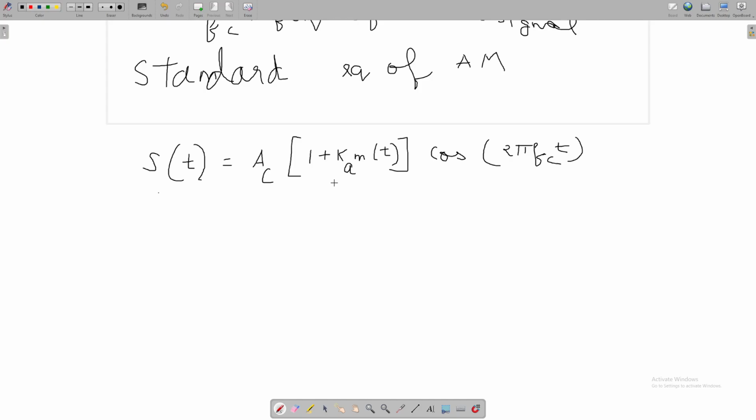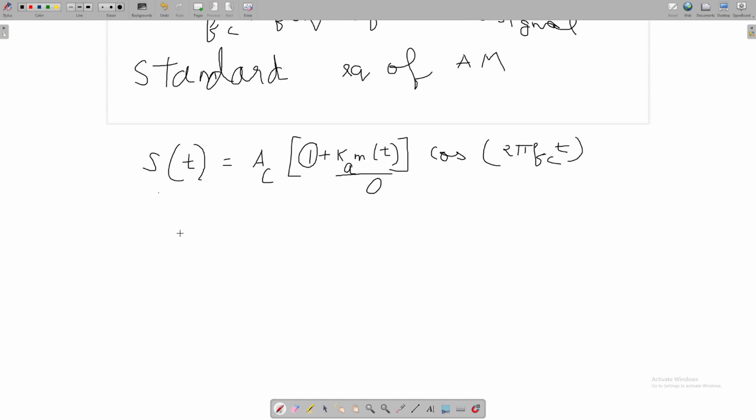Why is 1 added to ka m of t? Suppose m of t is 0; then the amplitude of the carrier signal would also be 0 if there were no 1. So we add 1 so that the amplitude of the carrier signal still exists. Otherwise, if m of t is 0, then Ac would also be 0, which would not make sense. So this is the equation for amplitude modulation, where Ac is the amplitude of the carrier signal, fc is the frequency of the carrier signal, and ka is the amplitude sensitivity parameter.